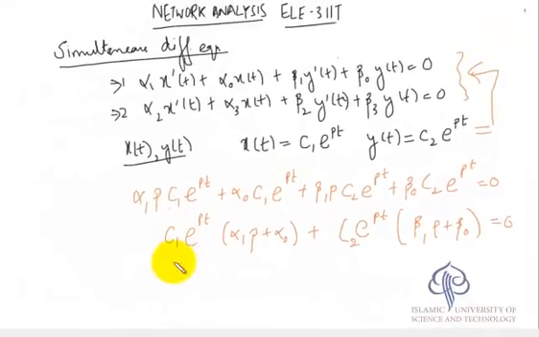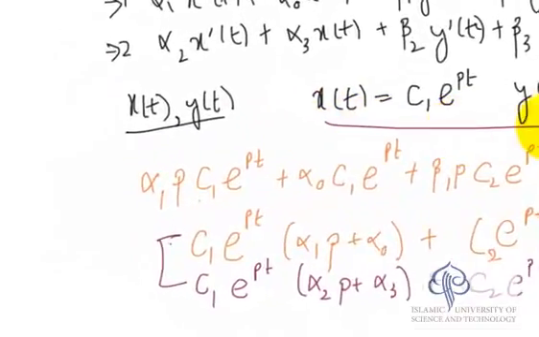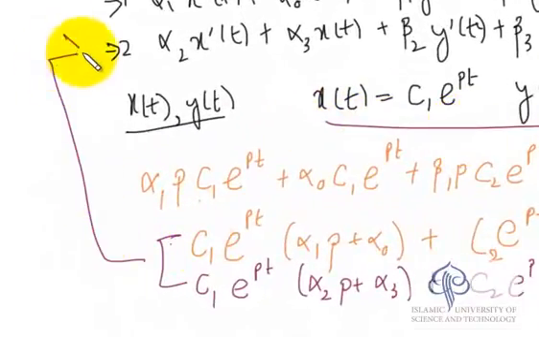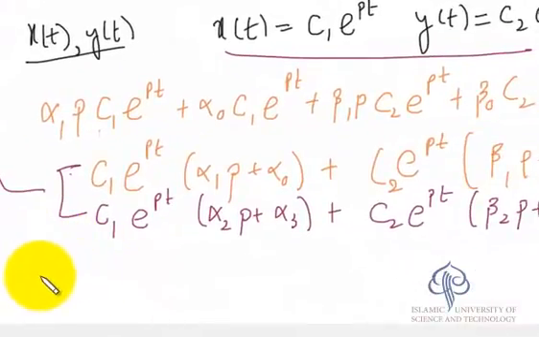You can write it by inspection. c1 e to the power pt will come out, so you'll have alpha 2p plus alpha 3, and then c2 e to the power pt will come out. You'll have beta 2p plus beta 3 equal to 0. So these two equations you get when you substitute the solution that you have assumed into the original set of equations.